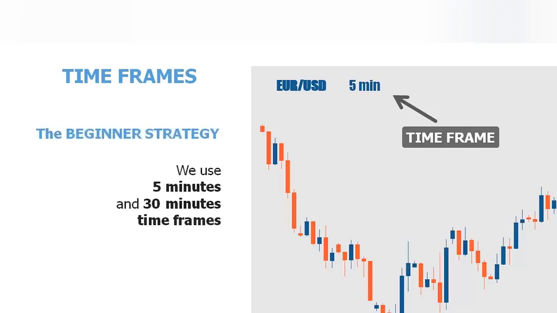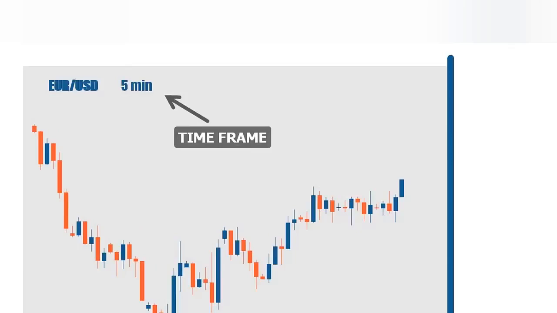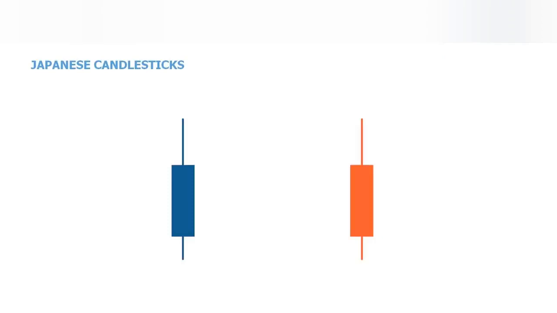In the beginner strategy, we use the 5-minute and 30-minute time frames. During the period that the candle forms, you will observe that it changes shape. After the period, the candle is closed and a new candle starts to form, or opens. Interpreting a candlestick is easy. The thick part is called the body. It represents the prices at the beginning and at the end of the period.